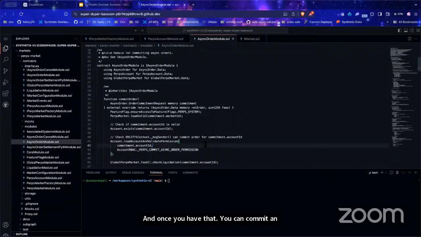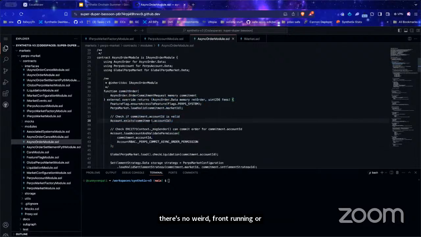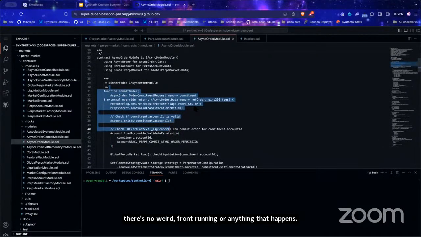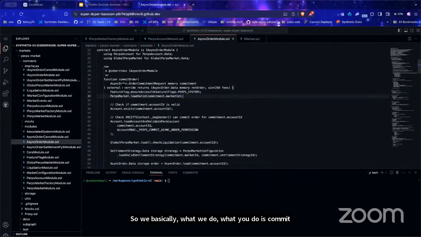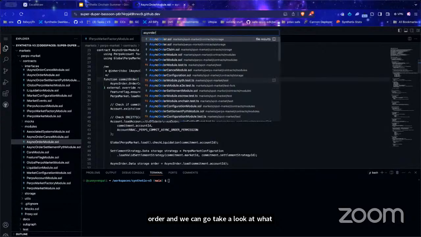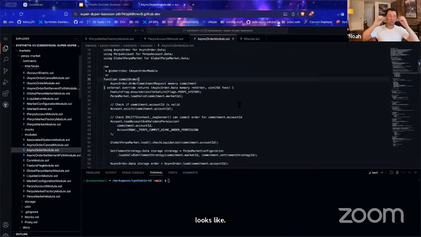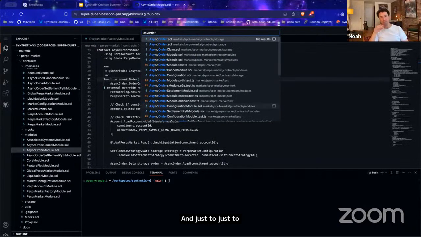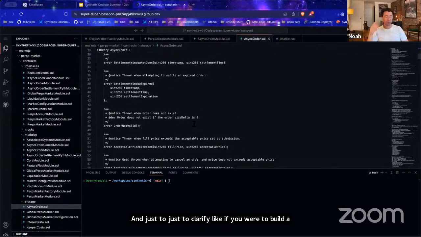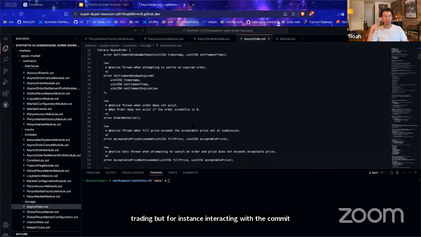We use a commit-settle pattern to ensure that there's no weird front running or anything that happens. So what you do is commit an order, and we can go take a look at what this request looks like. And just to clarify, if you were to build a trading bot, for instance, interacting with the commit order function would be a major piece of the integration.